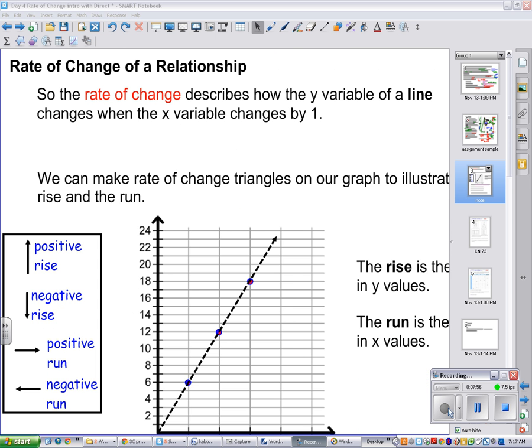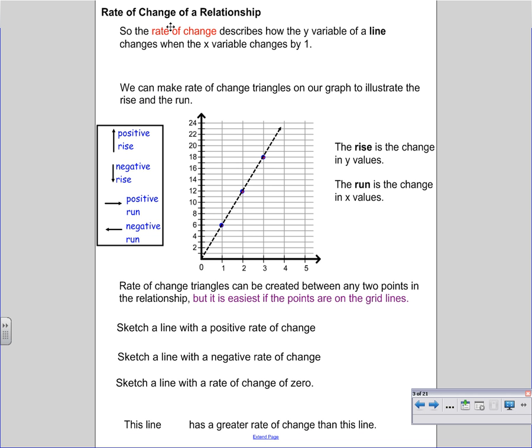In the back of your handout then, we have the rate of change of a relationship note. So the rate of change describes how the y variable of a line changes when the x variable changes by 1. So this is again like a unit rate, right? We can make the rate of change triangles on our graph to illustrate the rise and the run. When I was doing the runner, you saw me pick a point that I was interested in and draw a triangle. So I'm going to do the same thing here.